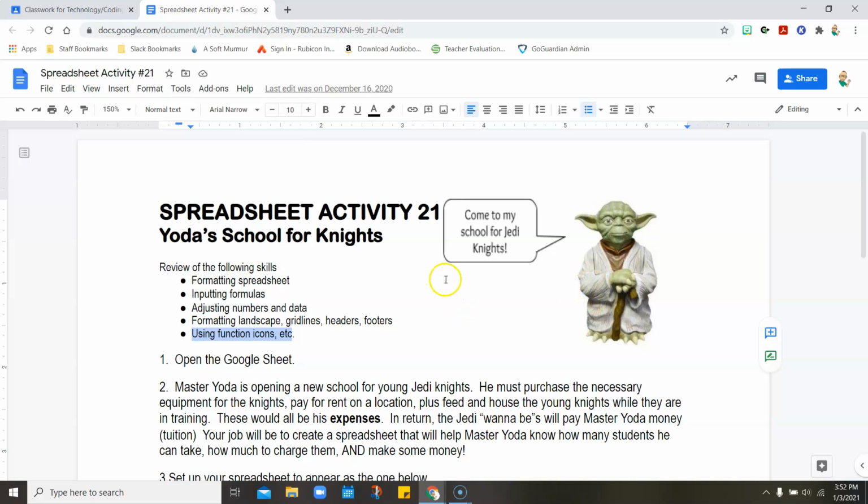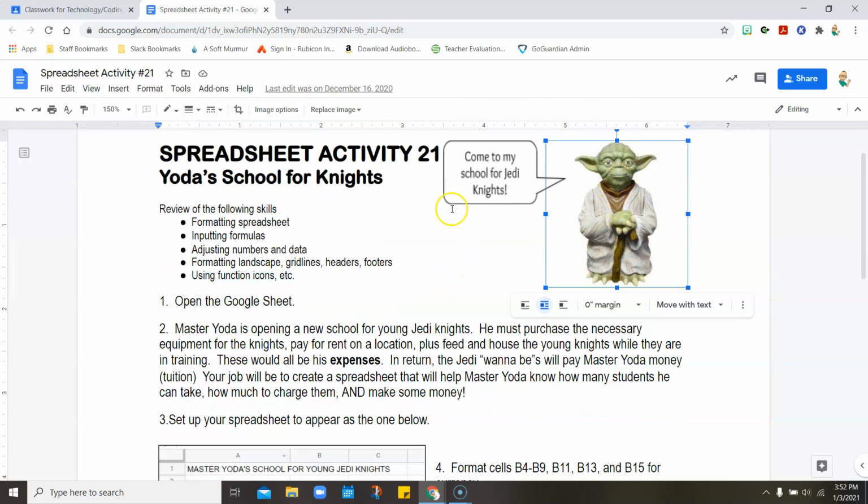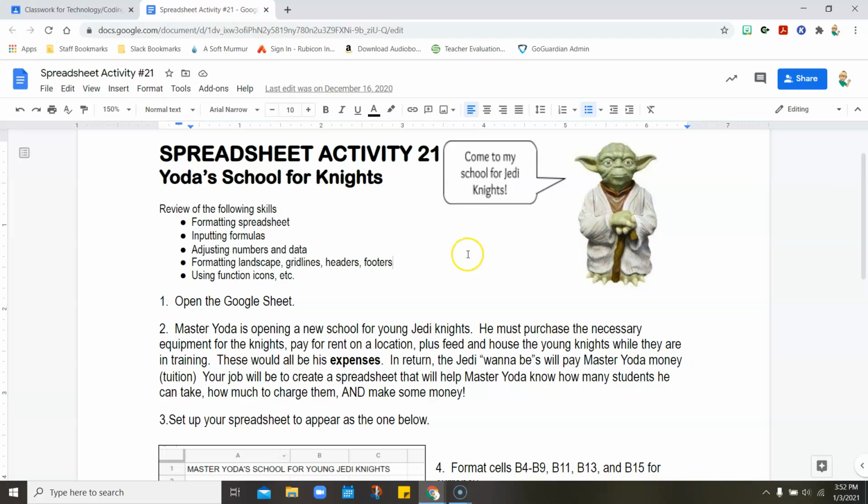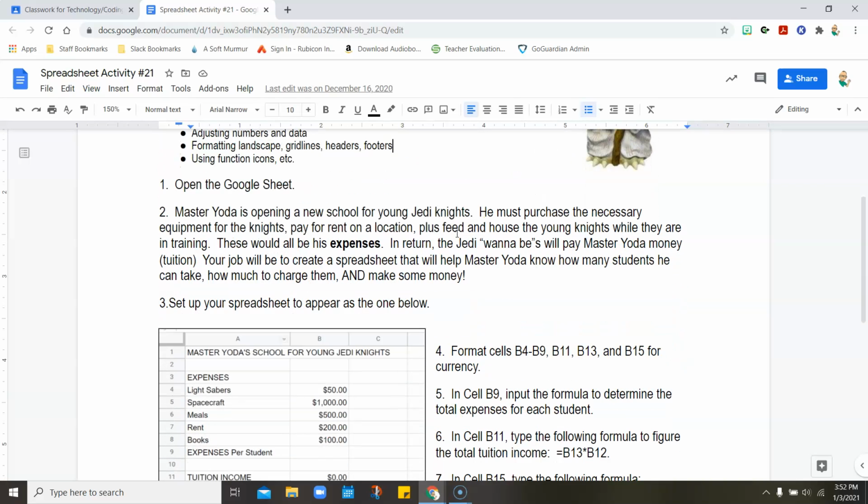So here's the scenario. Yoda, you guys all know who Yoda is. Yoda is opening up a school for Jedi Knights, and he must purchase the necessary equipment for the knights. He must pay for rent on a location. He must feed and house the knights while they are in training. These are called his expenses. In return, the Jedi wannabes will have to pay Master Yoda money. That's their tuition, just like going to college. Your job is to create a spreadsheet that's going to help him know how many students he can take and how much he has to charge them, and he has to try to make some extra money, some profit.